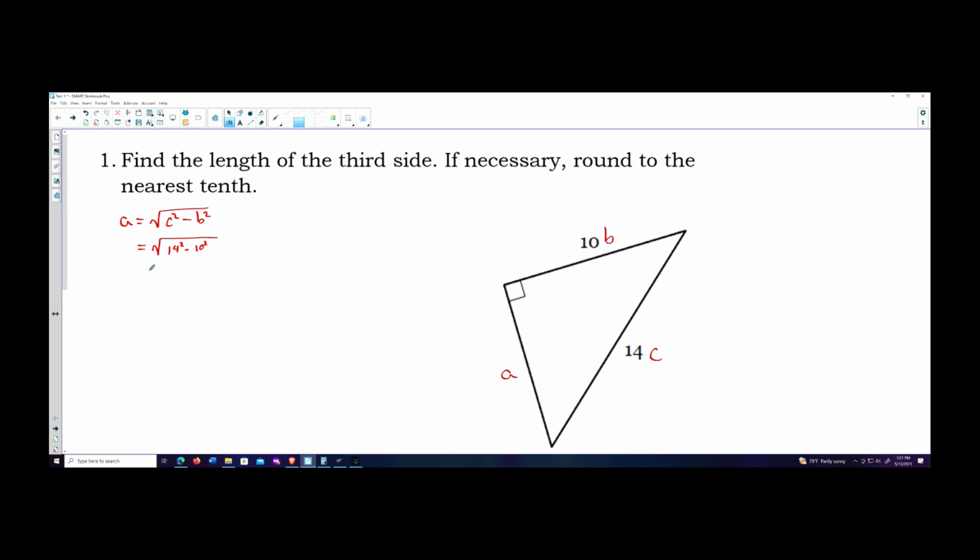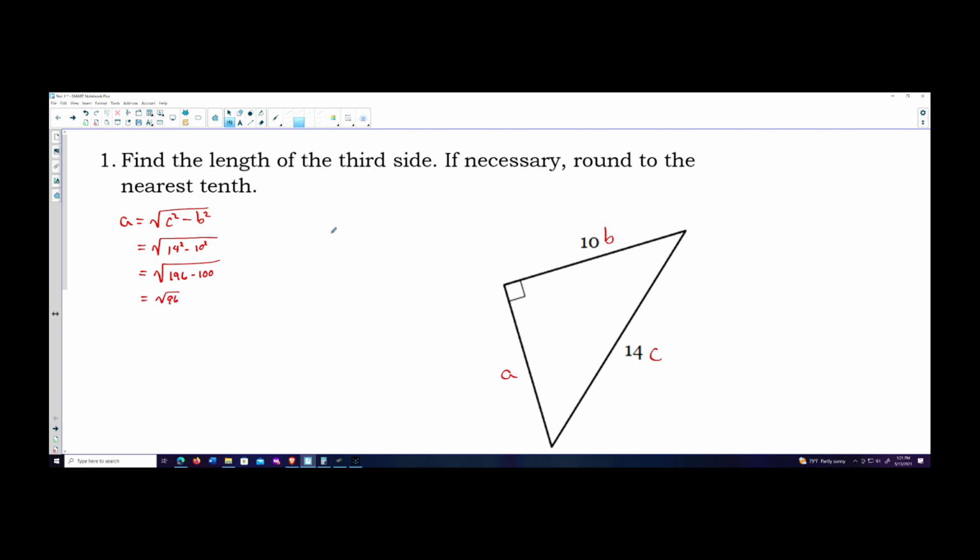At this point, I keep solving or simplifying. That would be equal to the square root of 196 minus 100, or the square root of 96.